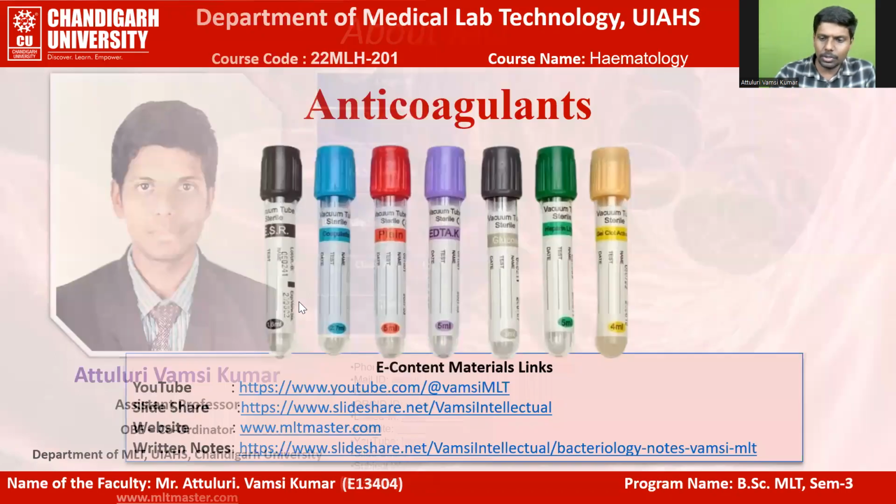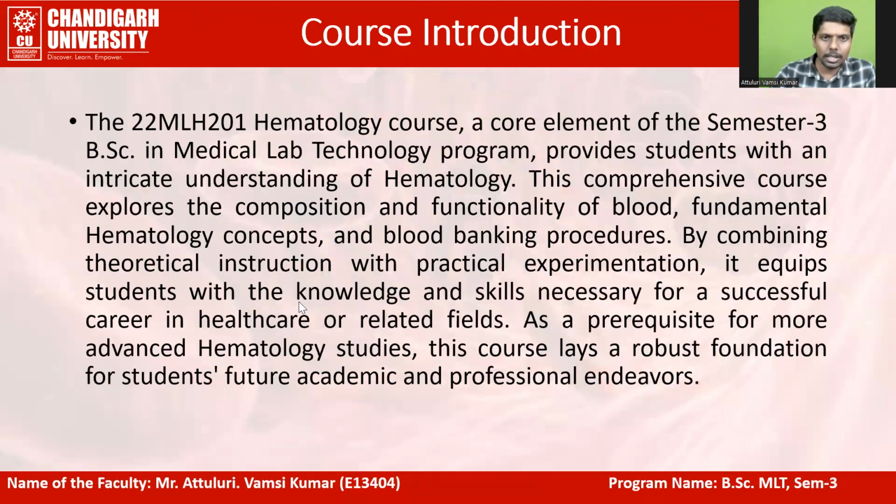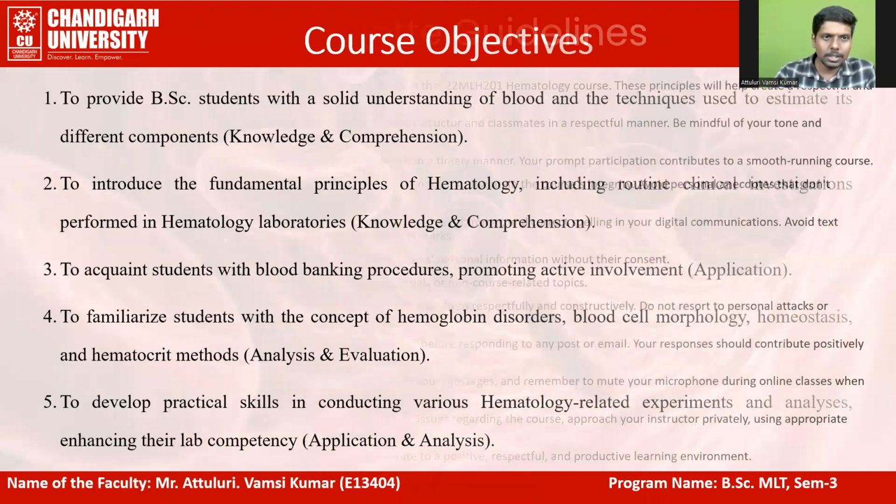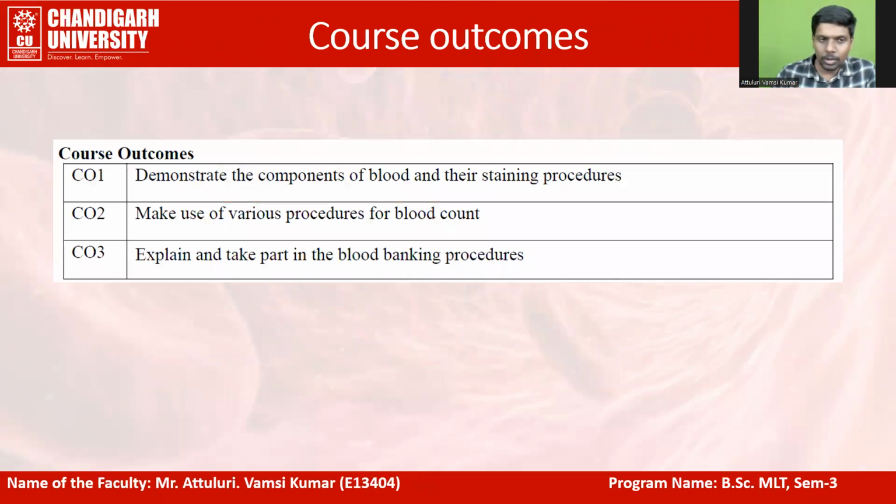So coming to a brief overview of the syllabus and the content. So these are the objectives of this subject, and these are the course outcomes. Upon finishing this lecture, you will be able to understand what are the various types of anticoagulants we have, their uses, their mode of action, and the selection of the right anticoagulant for various blood tests. So this will help us to do the test precisely, accurately, with minimum errors and maintaining quality in the results of the tests. So for this purpose, we are using these anticoagulants.